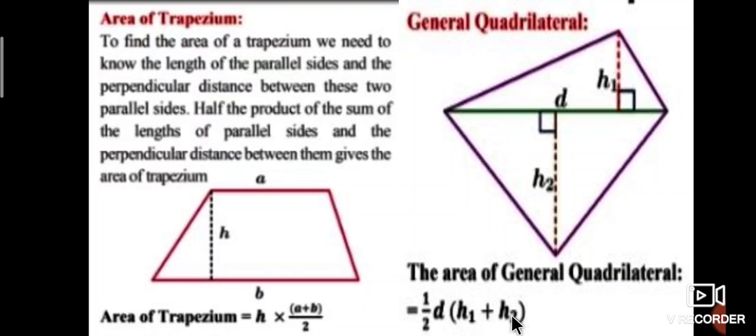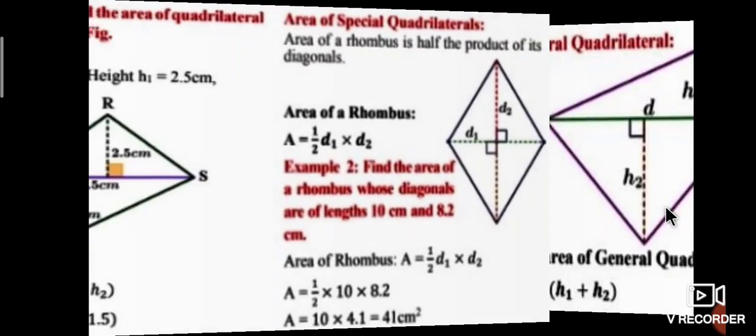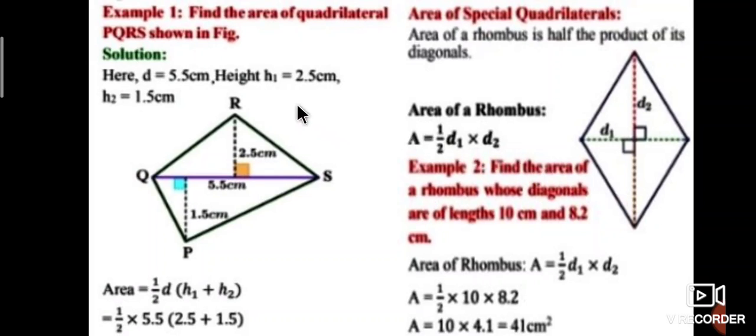The area of a general quadrilateral is equal to half into d into (h1 plus h2). This is the area of a general quadrilateral. Next, we are discussing another example problem.